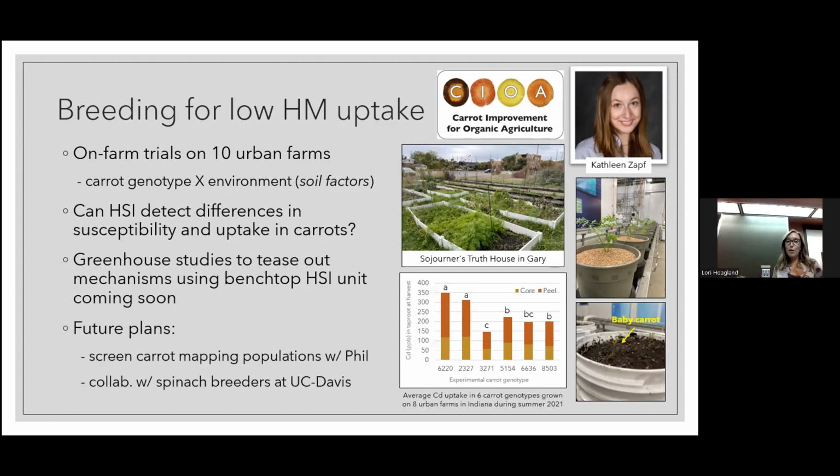Then we're also moving forward. We're continuing to collaborate with breeders. Phil is developing a mapping population with the high and low cadmium accumulating carrots that we want to evaluate using this imaging technology, because once you start getting into breeding populations, you get massive numbers of plants. So can this speed that process up? And then we're also working with some spinach breeders out at UC Davis with the hopes of getting some funding to start bringing their mapping populations here and evaluating them as well.